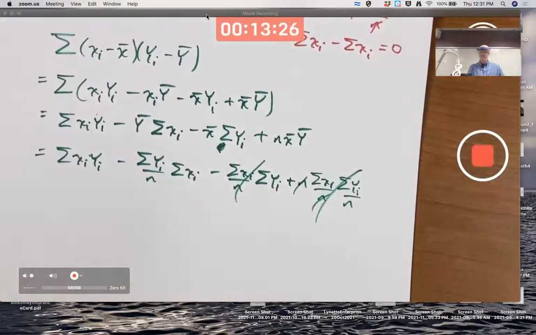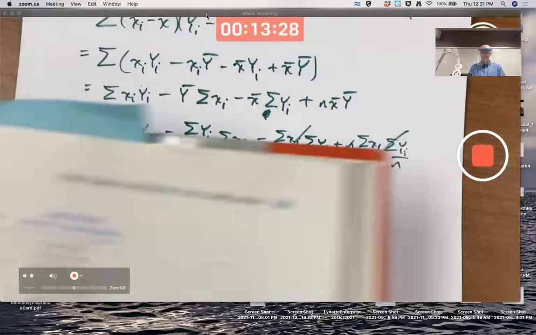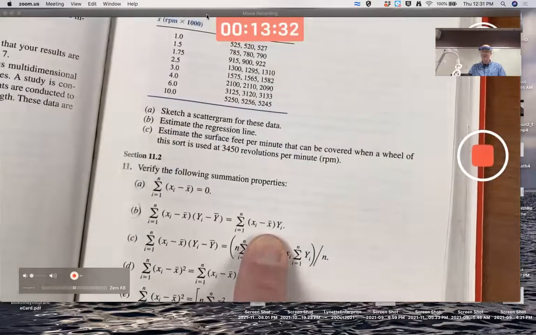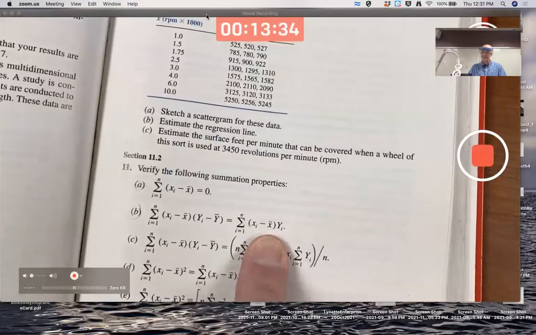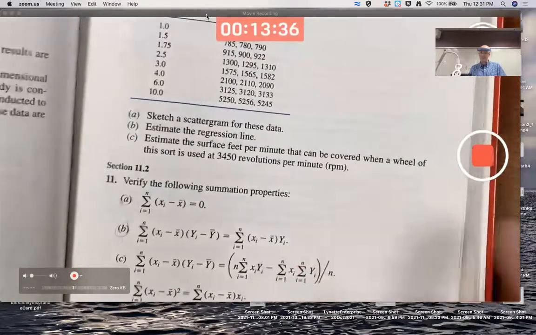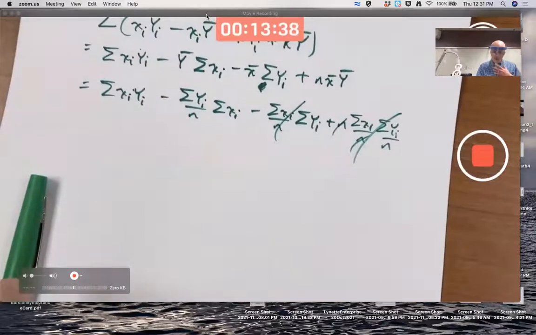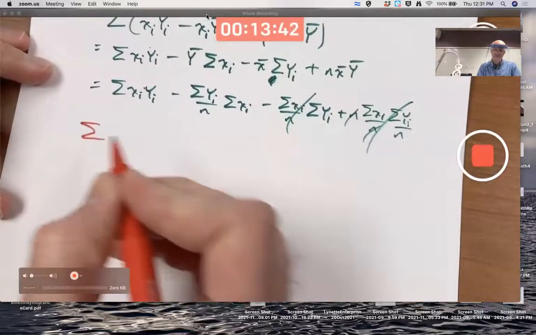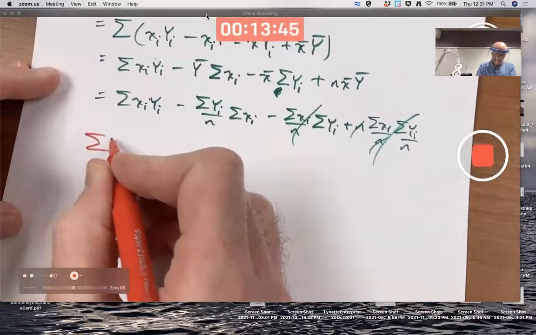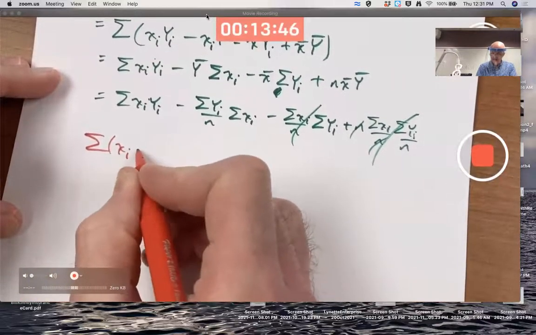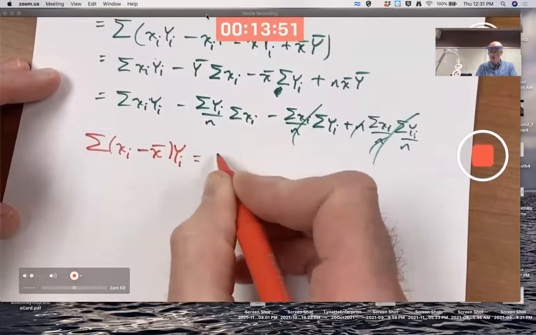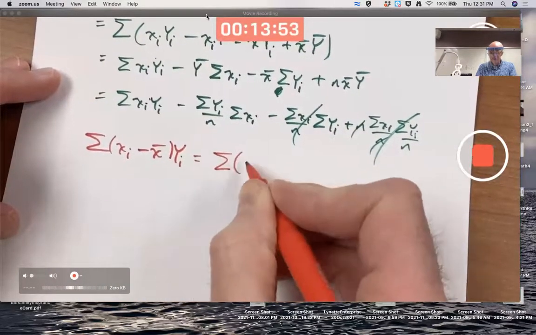Where are we trying to get to? We're trying to ultimately say it's equal to that, where we got a yi and an x bar in there. Let's expand that and see if it works. Let's do the right-hand side. Summation little xi minus x bar times capital yi. Distribute the capital yi through like this.